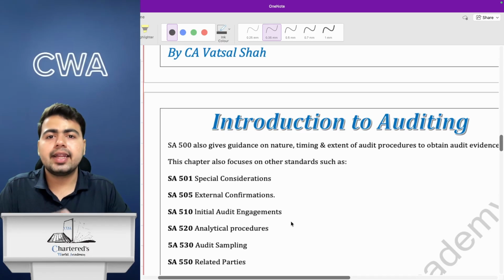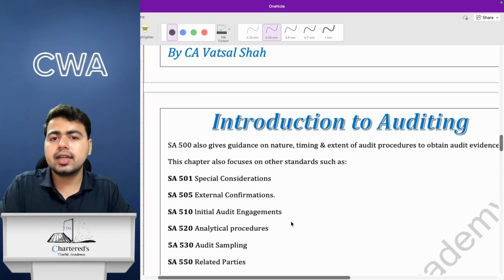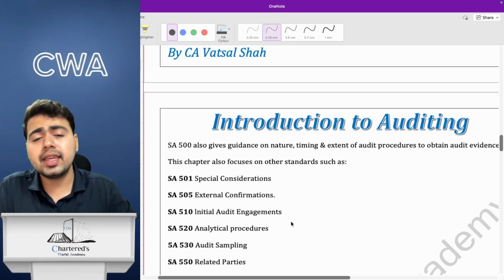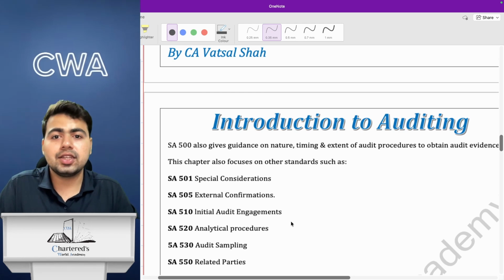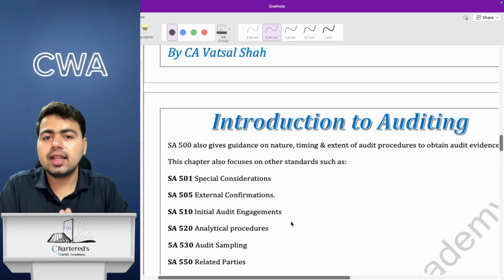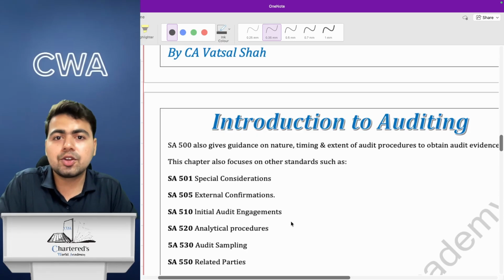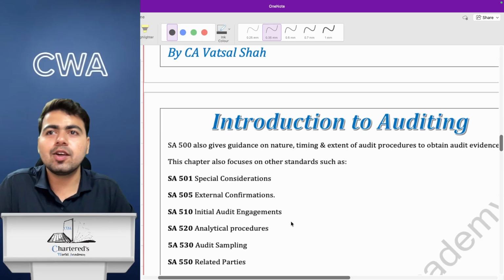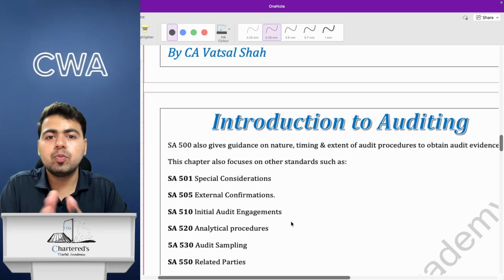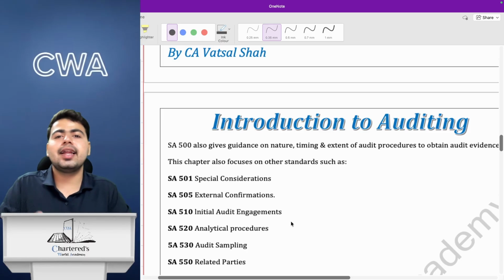Going further, the second common assertion is cut off. Now, what does cut off assertion mean? कि सर करंट ईयर का ट्रांजैक्शन है तो करंट ईयर में ही रिकॉर्ड होना चाहिए, whether the receipt and payment is happened prior to current year or next to current year, in the next year. But अगर इस साल अप्रूव हुआ है तो इसी साल रिकॉर्ड होगा. ओके, दैट इज द मीनिंग ऑफ कट ऑफ. Cutoff is applicable to all the items, whether it's P&L item or balance sheet item.